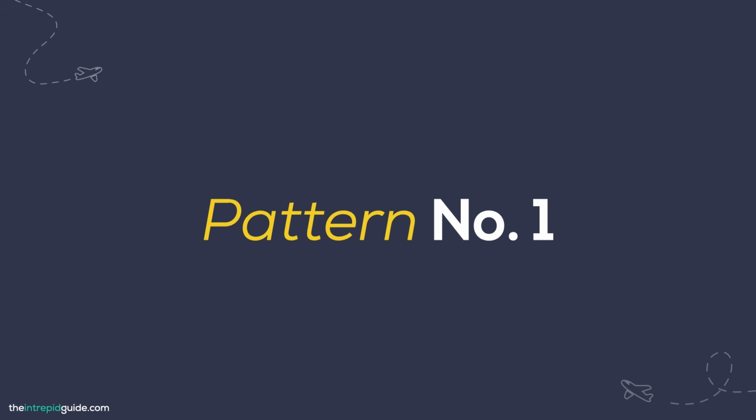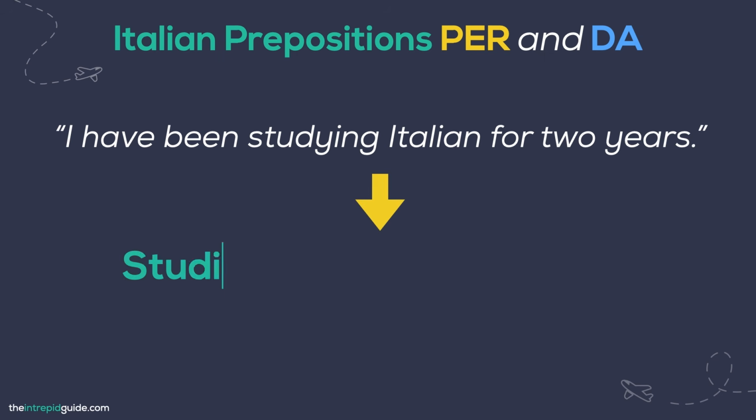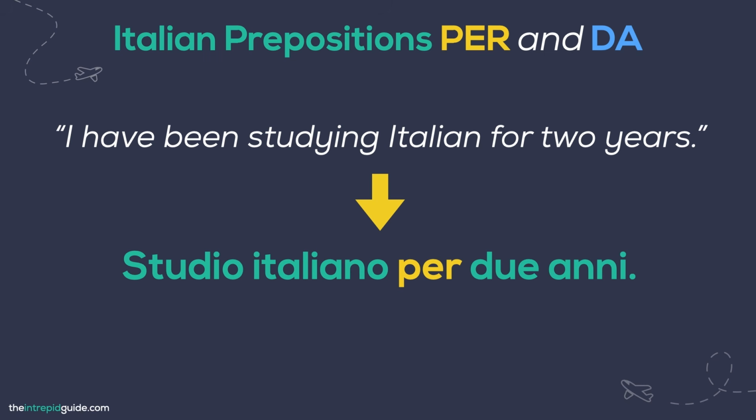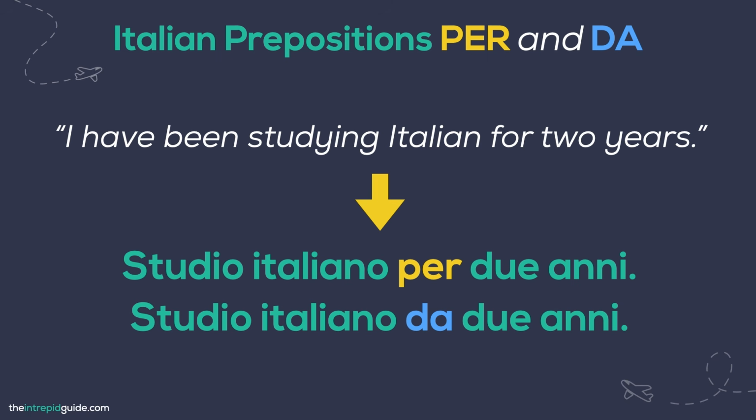Pronti? Iniziamo! Let's start with a classic dilemma that almost every Italian learner faces when choosing between per and da. Let's say it's your first day in a language school in Rome. Your teacher asks, how long have you been studying Italian? Do you say, studio italiano per 2 anni? Or do you say, studio italiano da 2 anni?